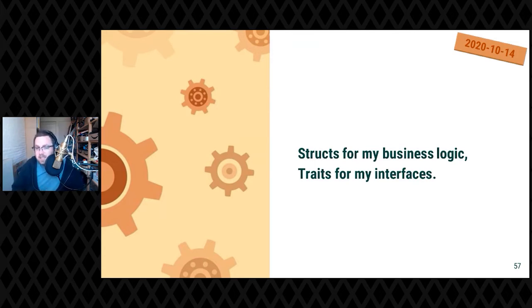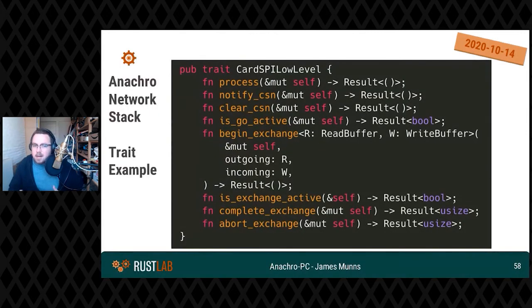And when I've got interfaces, like how do I talk to the hardware here, I actually can abstract those all away using traits, which means that I don't have to worry concretely about how it works, I just have to tell the implementers how I want it done, and I can express that through traits, which is pretty cool. So when I'm talking about traits, I'm talking about something like this that comes from the card SPI low level layer. And these are all just fundamental building blocks of what it means to talk over an SPI connection.